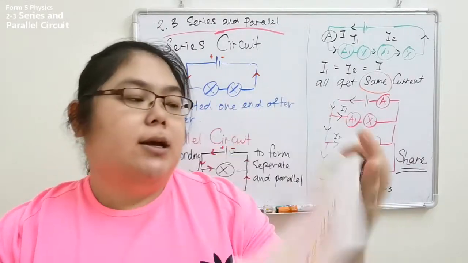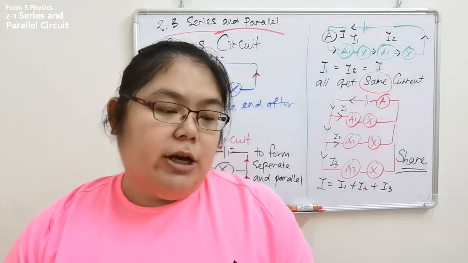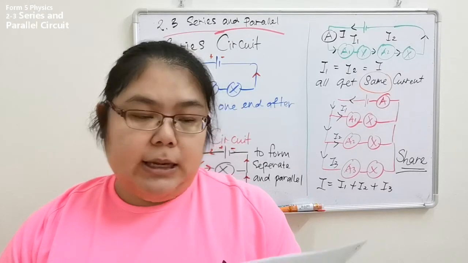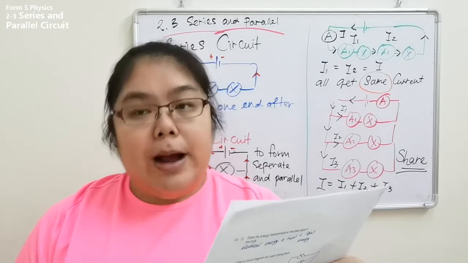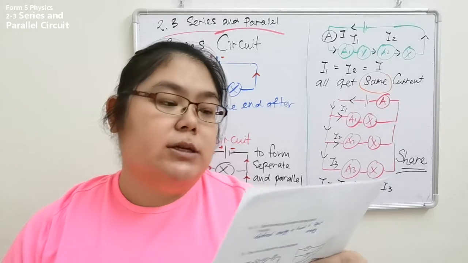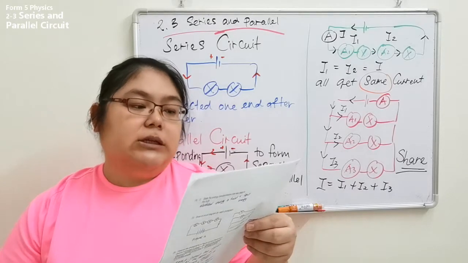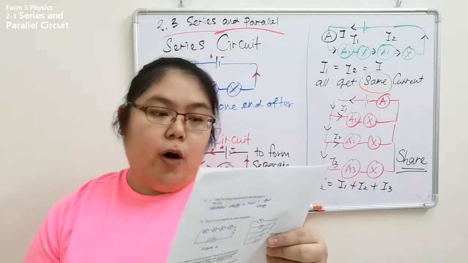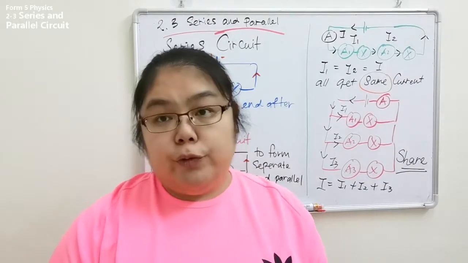That's 2.3. Okay, so from here they introduce the first one, which is the series circuit. Okay, let's see what a series circuit means. In a series circuit, two or more bulbs, or you can use resistors, are connected one end after another, to form a single path for the current to flow.